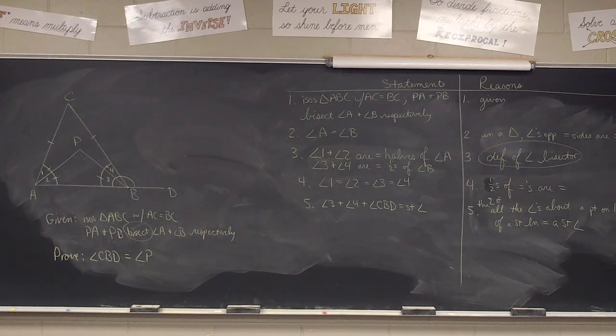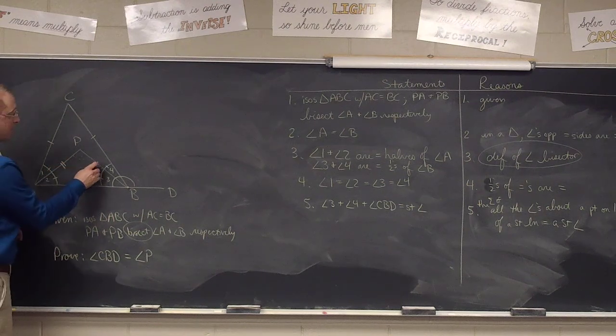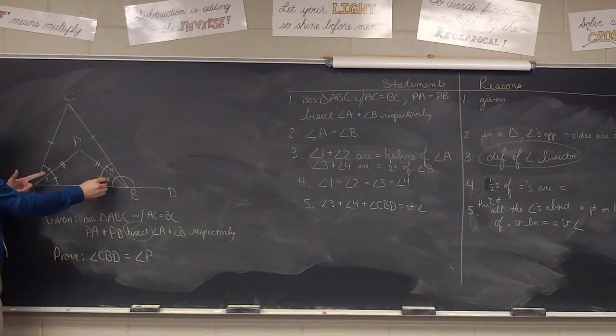I guess if you really want to, you could say that PA and PB are equal. We could, couldn't we? I mean, after all, PA and PB are opposite equal sides, couldn't we?